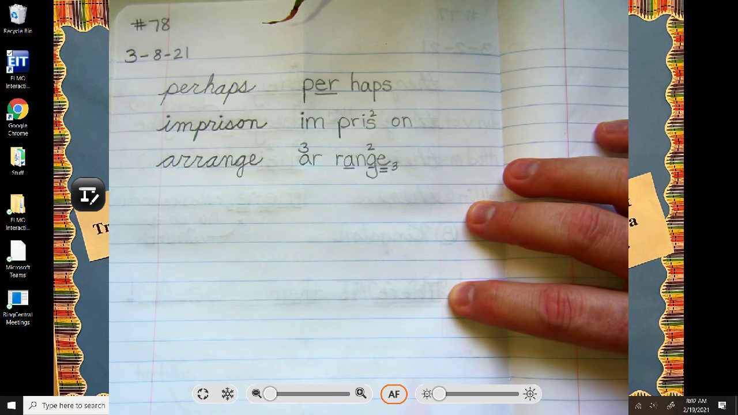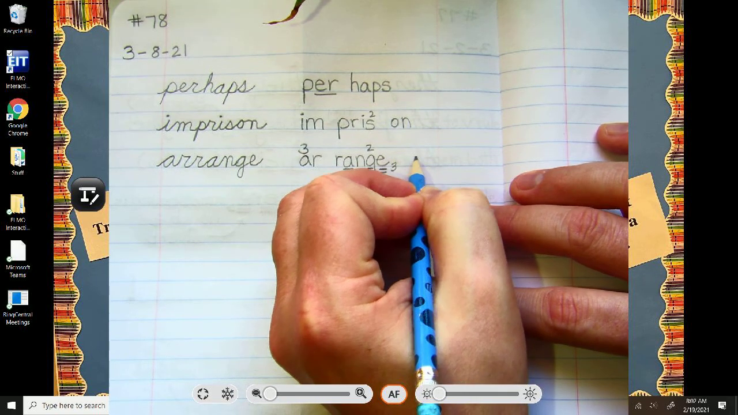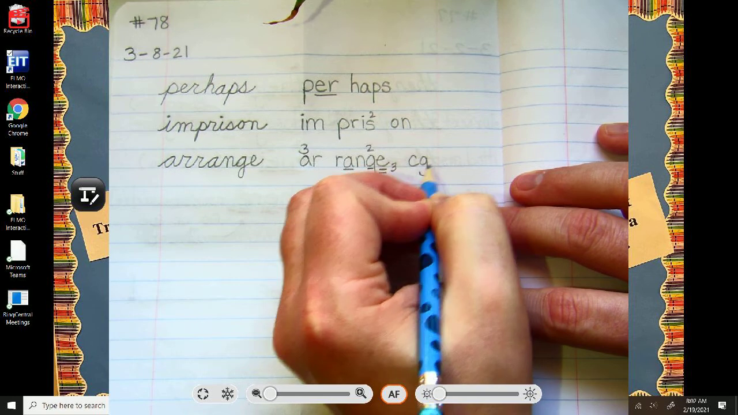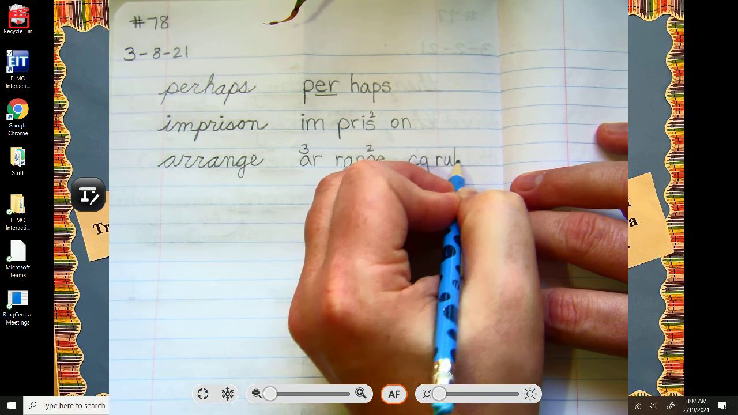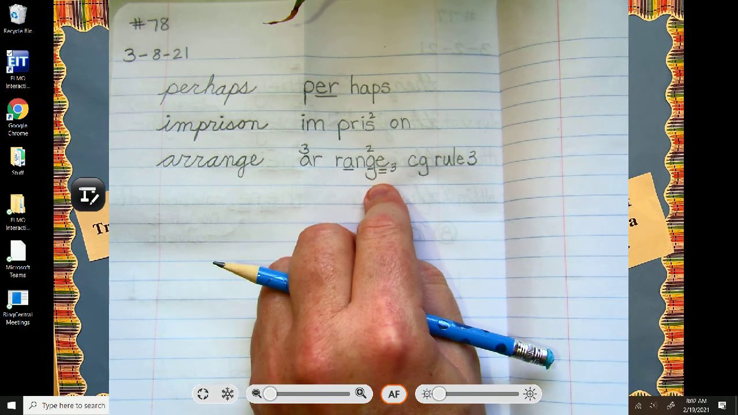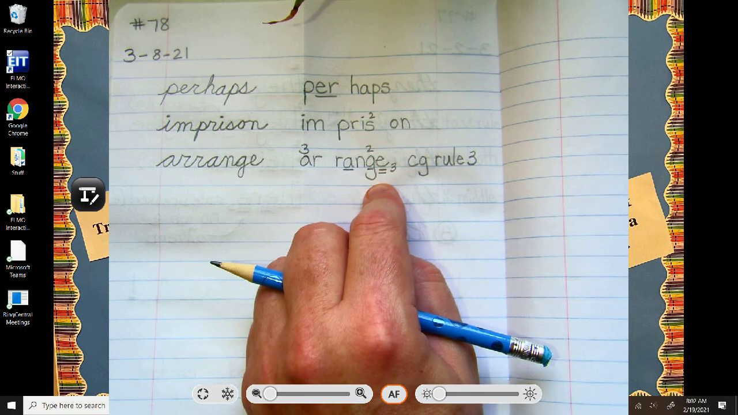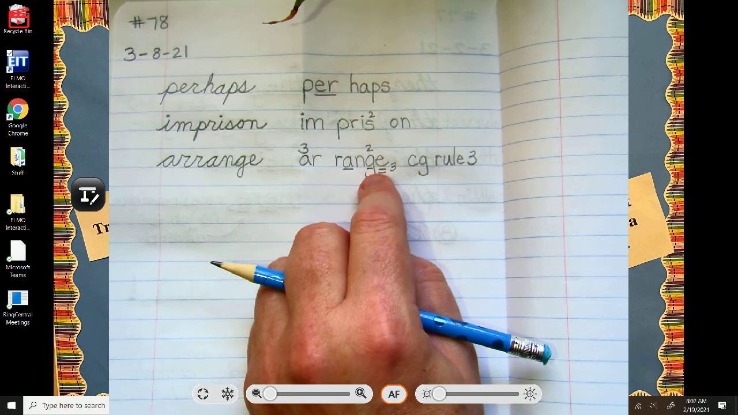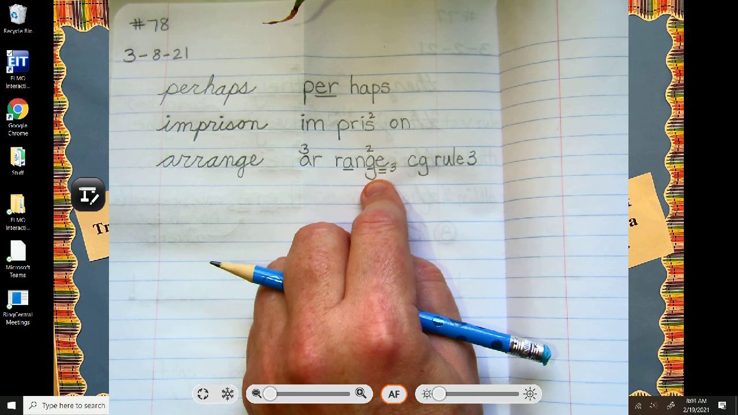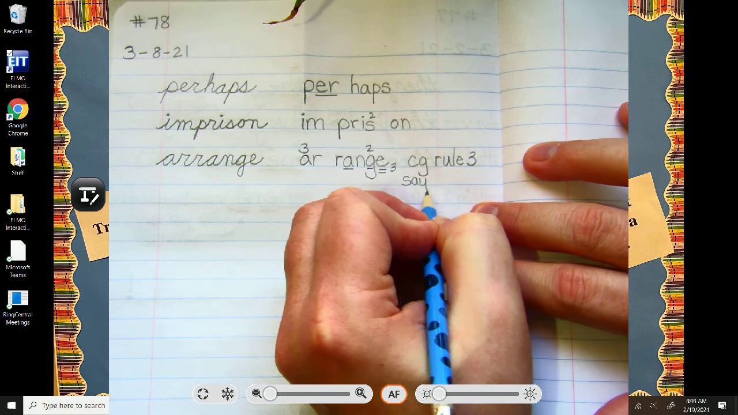All right. Now, I mentioned two rules. We have, of course, CG Rule 3, right? The magician, that magical e, poof, making the g say j. Remember, scholars, a g before an e may say j. A g before an e may say j. And say them both for the r.